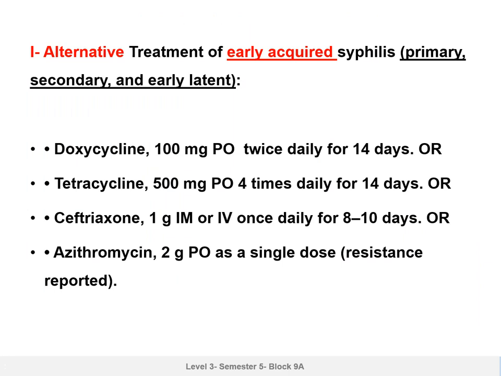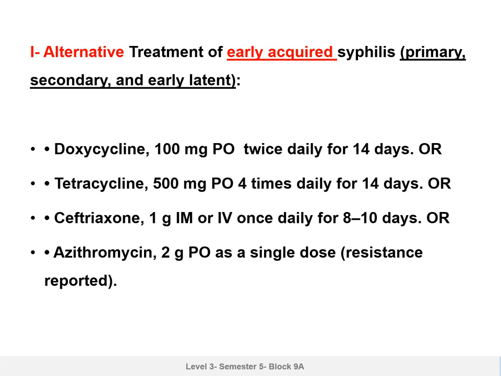Alternative treatment of early acquired syphilis other than penicillin. For primary, secondary, and early latent syphilis: doxycycline 100 mg twice daily for 14 days, tetracycline 500 mg four times daily for 14 days, ceftriaxone 1 gram intramuscular or intravenous once daily for 8 to 10 days, or azithromycin 2 gram as a single dose, though resistance has been reported.